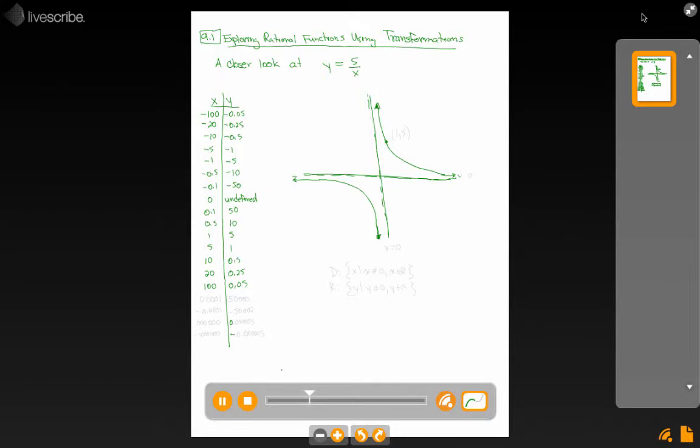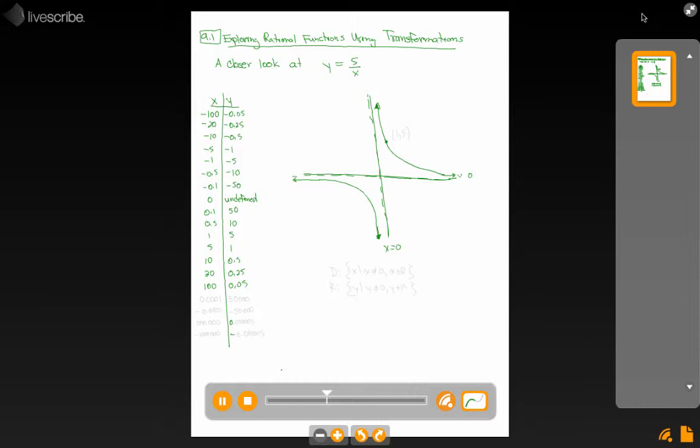This graph has a horizontal asymptote at y equals 0 and a vertical asymptote at x equals 0. Its end behavior is basically it's going to approach 0 at this end, and it's going to approach 0 way over here at this end. The general shape of the curve is something like this.